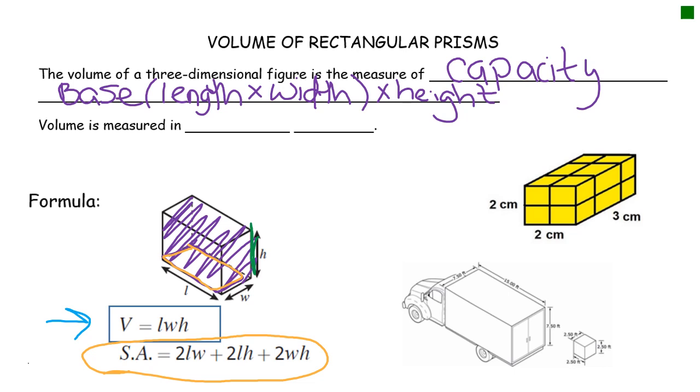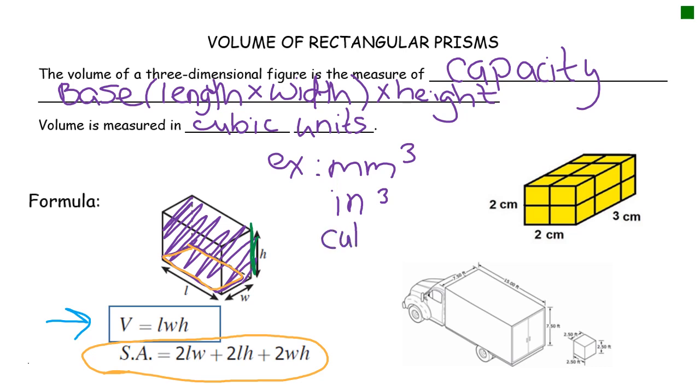Volume is measured in cubic units because of that. So that means when I write my answer, instead of a squared symbol or a 2 as an exponent, maybe it's millimeters cubed. Okay, so you have a 3 as your exponent, or inches cubed. Or instead of inches cubed, you could write cubic inches.